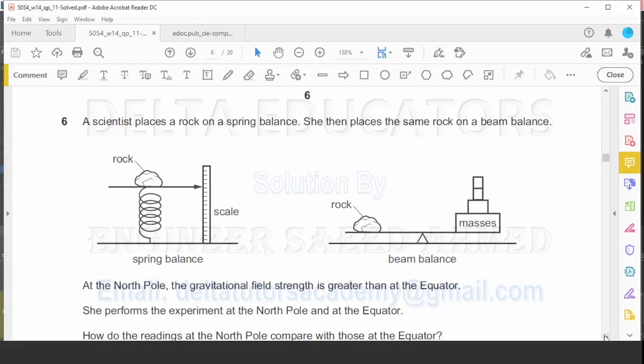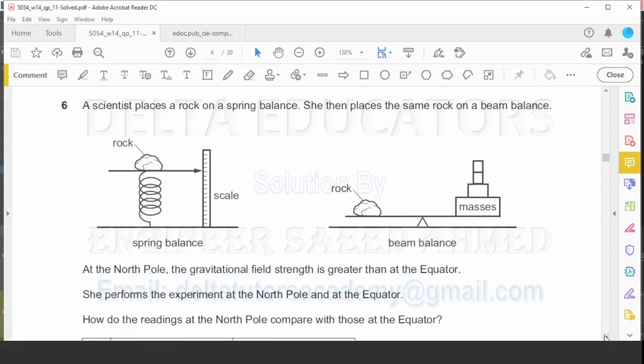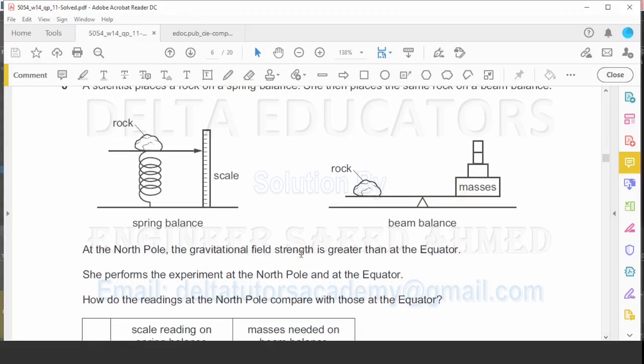Question number 6. A scientist places a rock on a spring balance. She then places the same rock on a beam balance. At the North Pole, the gravitational field strength is greater than at the equator. She performs the experiment at the North Pole and the equator. How do the readings at the North Pole compare with those at the equator?